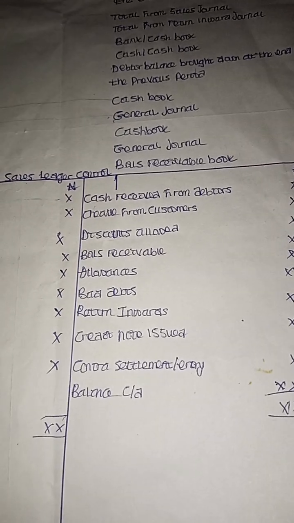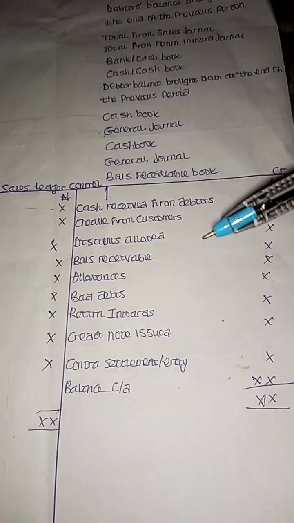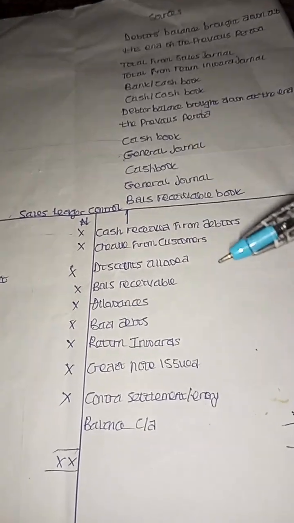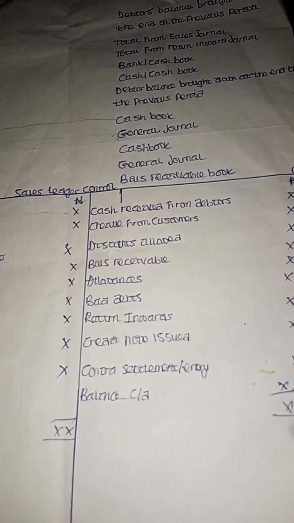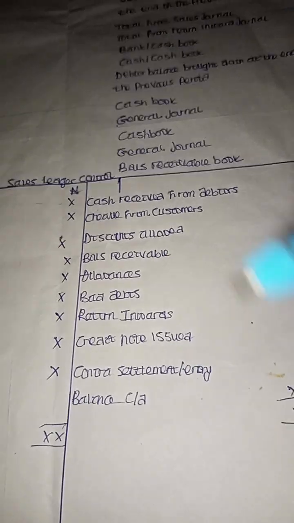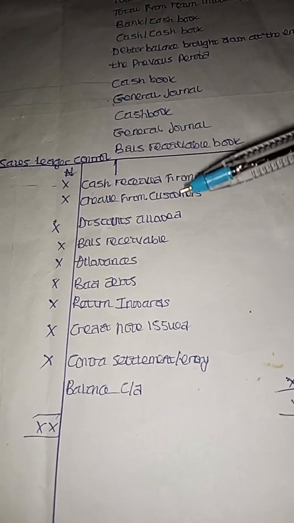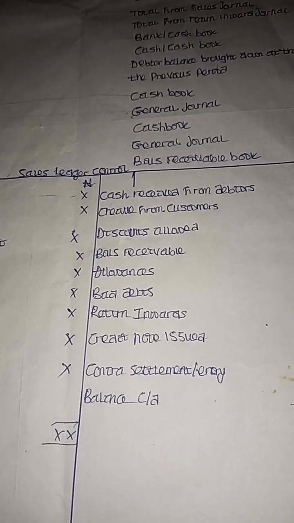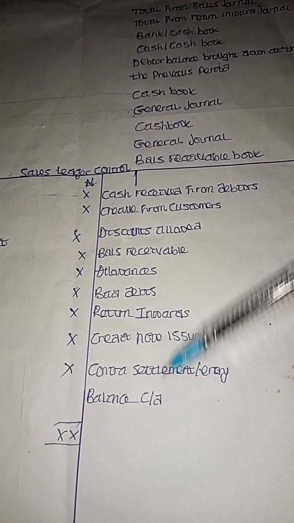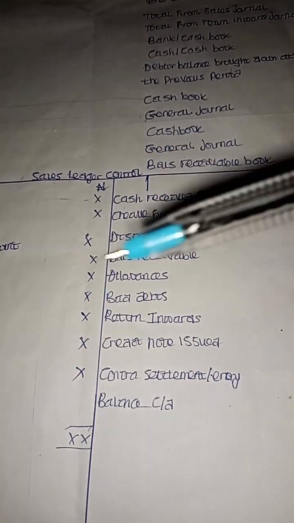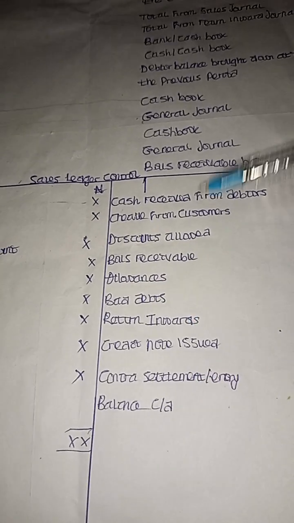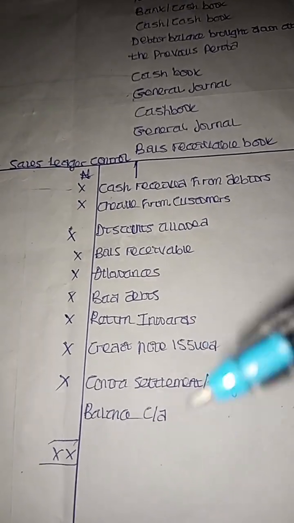So the credit side of debtors or sales ledger control account helps us to reduce all debt. Here we have cash received from debtors. There's a reduction of our debt already. Cheques from customers, discounts allowed, bills receivable. All of these are ways of reducing all our debt information.